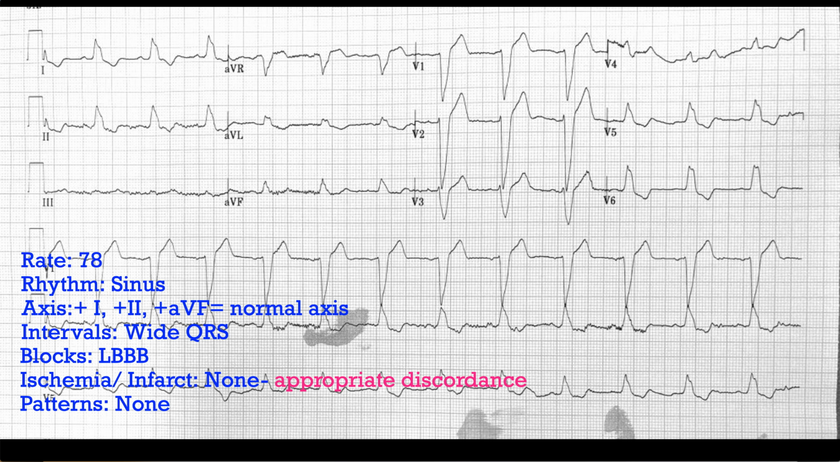No big hyperacute T waves that we can see. No real peaked T waves that might suggest hyperkalemia, something like that. So our overall interpretation of this one is going to be sinus rhythm, rate of 78, with a left bundle branch block, an appropriate discordance with no sign of ischemia or infarcts otherwise. So we'll call this sinus rhythm and a left bundle.